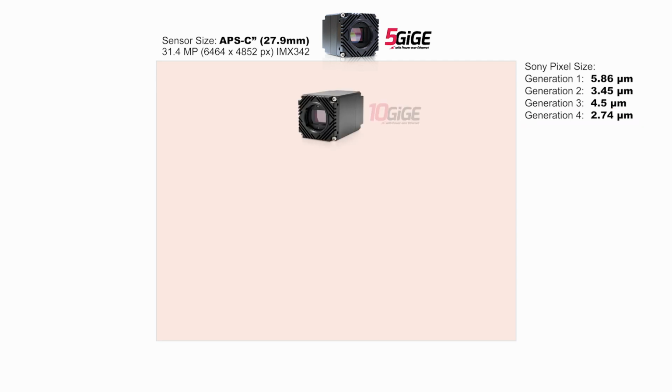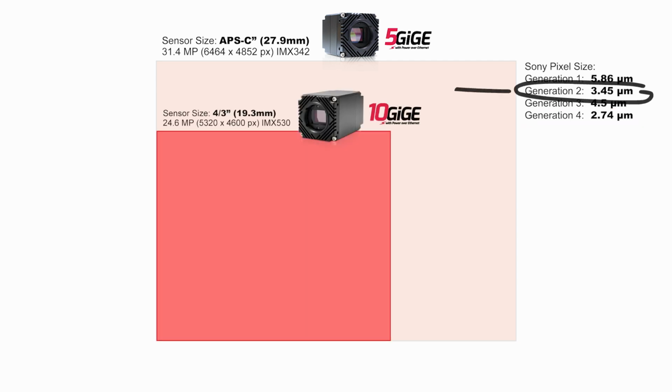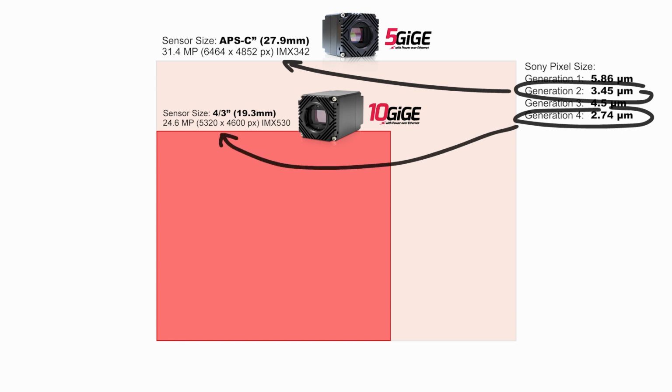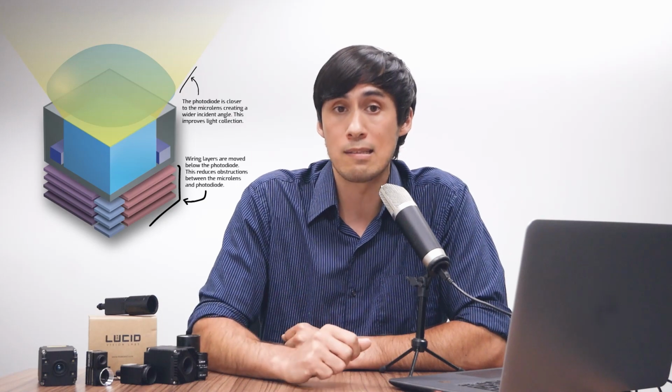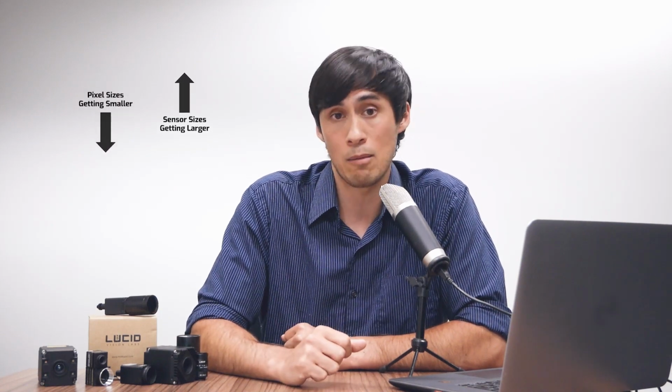If we even look at some of the latest 4th generation Sony Pregius sensors, even though their pixel size is smaller than their 2nd and 3rd generation, they're still packing in a high number of pixels. The 24.6 megapixel IMX530 sensor on our Atlas 10 camera is a 4/3 type sensor size. Improvements in pixel technology have allowed for pixel sizes to shrink, but still retain similar image quality performance as larger pixel sizes. Overall, we're seeing a trend in both pixel sizes getting smaller and sensor sizes also getting bigger.